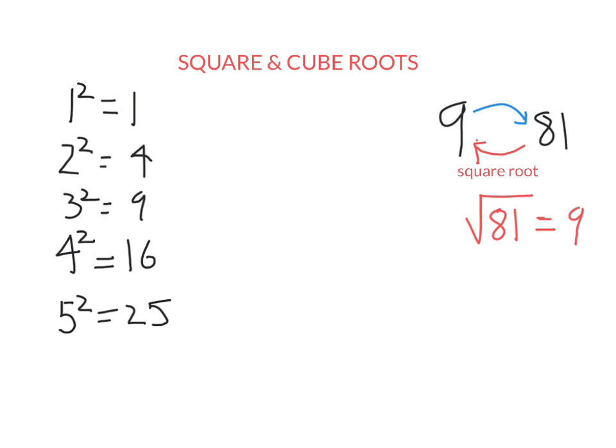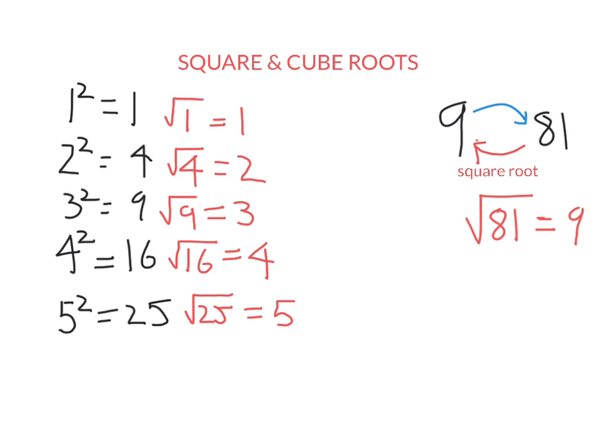So similarly, up here we found that 1 squared is equal to 1. So that means that the square root of 1 is equal to 1. When I say the square root of 4, I'm saying what number do you times by itself to get 4? And that's 2. 2 squared is 4, so the square root of 4 is 2. And similarly, because 3 squared is 9, the square root of 9 is 3.